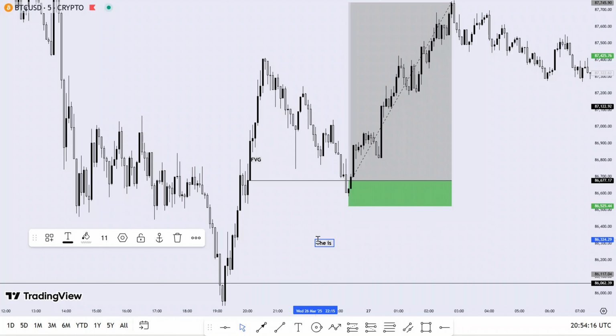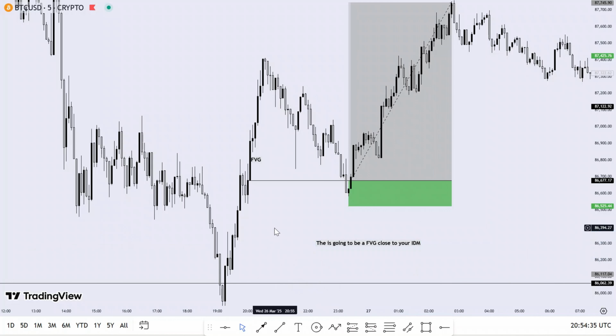There is going to be a fair value gap close to your inducement most of the time. Okay, but if it is not there, you can also take the trade. All right, so if you look closely, there's one order block here, there's another order block here.